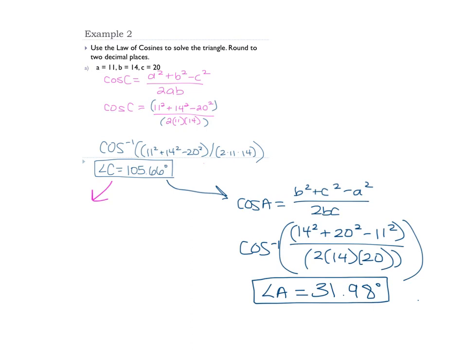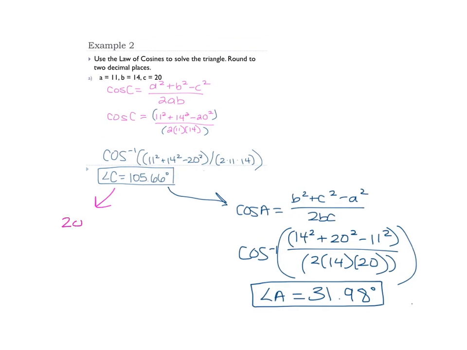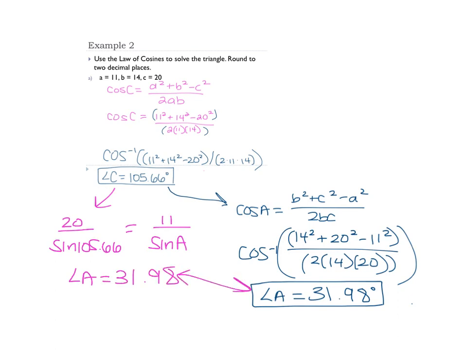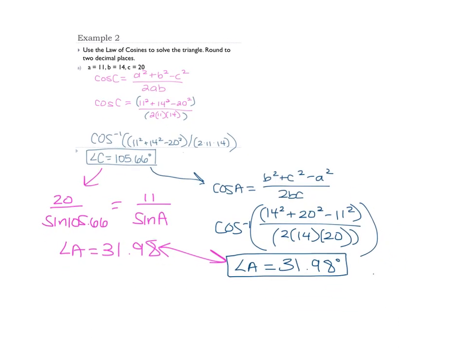Okay, if I switch to sine, then I would do 20 over the sine of 105.66 equals, if I'm finding A, 11 over the sine of A. Cross multiply: 11 times the sine of 105.66 divided by 20, and I get 0.529, and I do inverse sine on that. And I get angle A is 31.98. So same answer, okay? It's a good way to check it. But safest is to stick to the law of cosines.